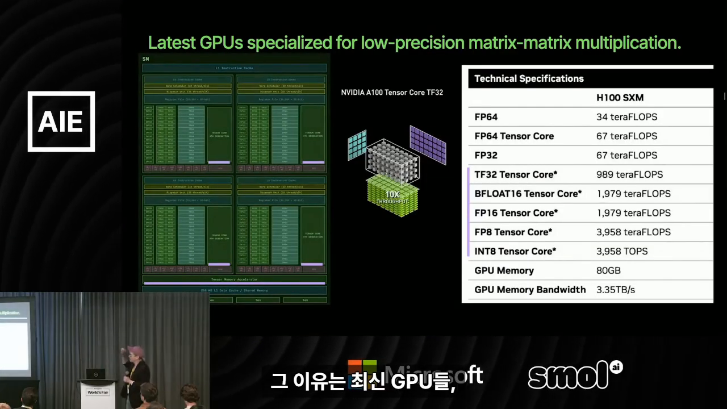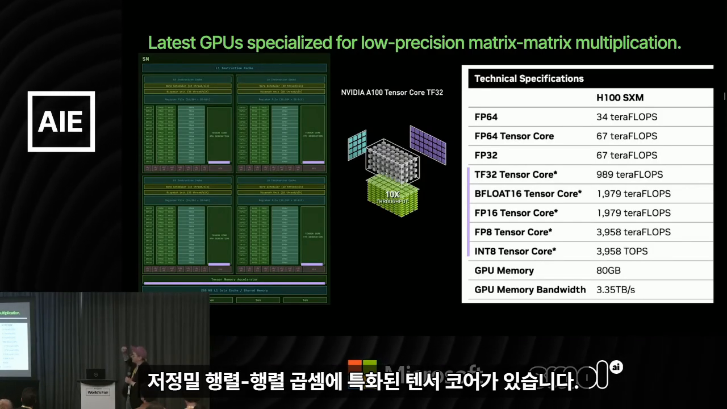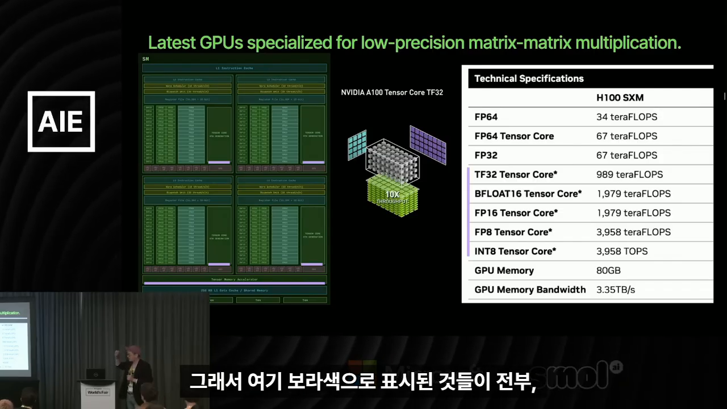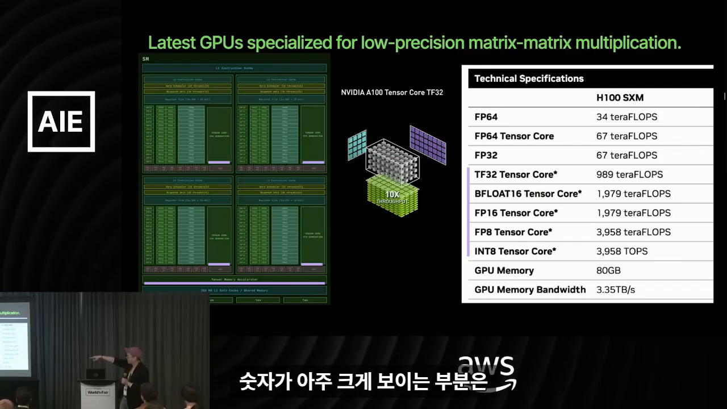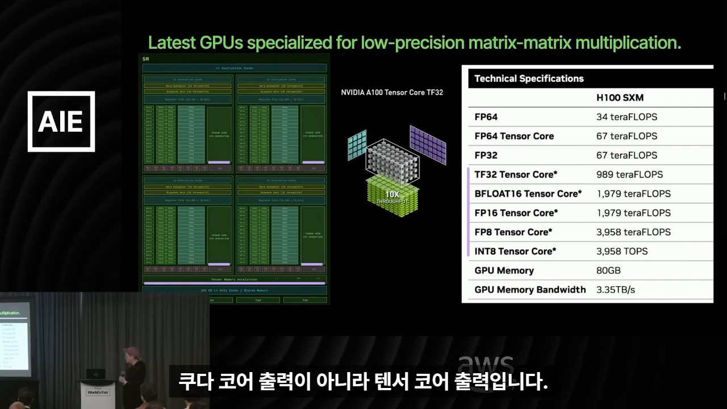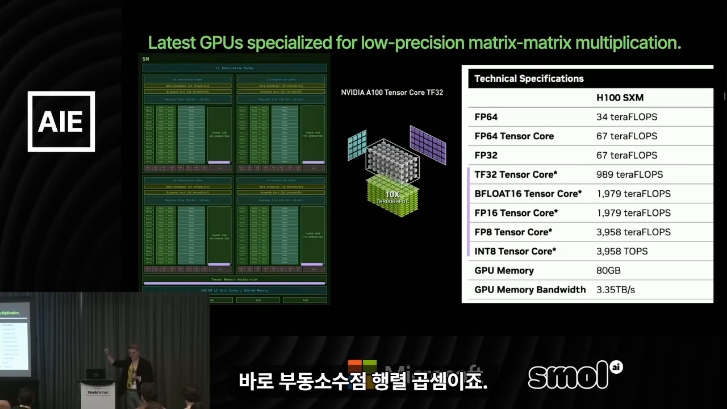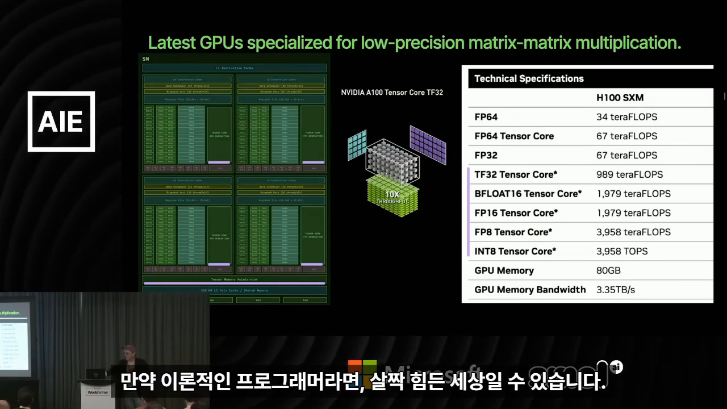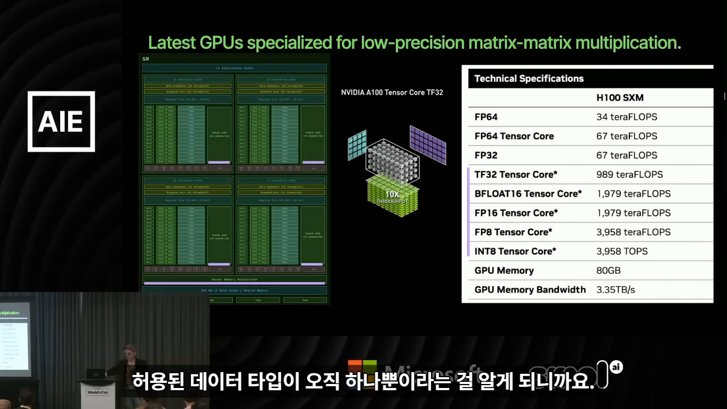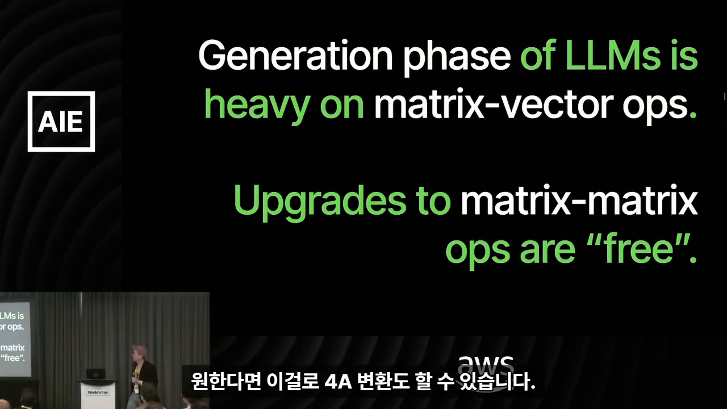And the reason why is that the latest GPUs, NVIDIA's and others, have this giant chunk in them, the tensor core, that's specialized for low-precision matrix multiplication. All these things in purple here that have the really big numbers are tensor core output, not the CUDA core output. And tensor cores do exactly one thing, and it's floating point matrix multiplication. It's a bit of a tough world to live in if you're a theoretical programmer to discover that there's only one data type you're allowed to work with, but you just get more creative, right? You can do a Fourier transform with this thing if you want.